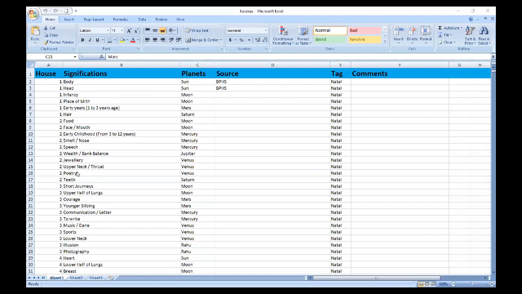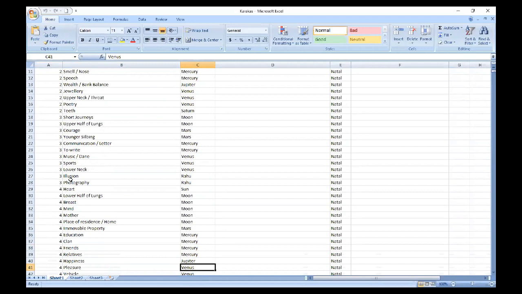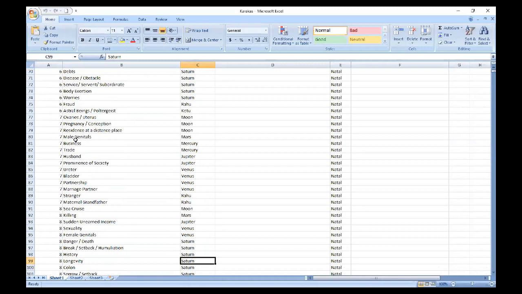Let's say a popular event, for example, marriage. In the seventh house, we see partnership and the marriage partner. The Karaka planet is Venus. So we have to see the seventh house from Lagna, we have to see Venus, and then we have to see the seventh house from Venus. Is this clear? Yes, sir. So this will show you the quality of marriage, the quality of your partner.